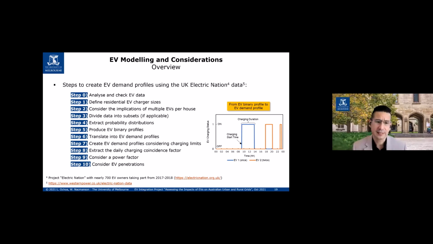We divided the data into subsets: weekdays, weekends, level 1 and level 2 chargers, and extracted probability distributions. Then you produce the binary profiles. Binary profiles are these 0 or 1, or on and off, status of the charging, as you can see here in the slide on the right. Then we translated it into electric vehicle demand, depending on the level 1 charger, 3.7 kilowatts, or level 2 charger, 7.4 kilowatts. So these binary profiles are converted into actual demand profiles. And then you eventually end up with your electric vehicle demand profiles.